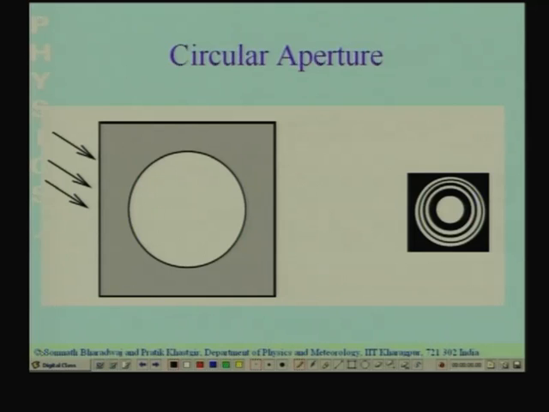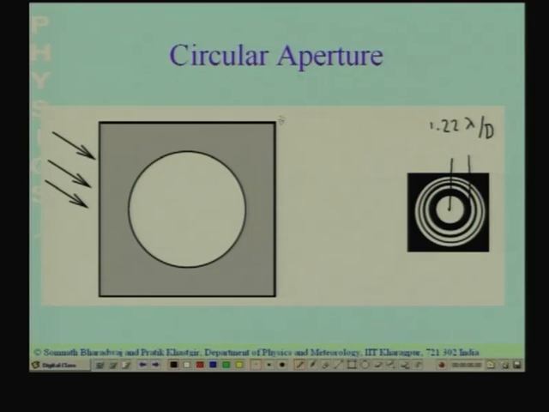So, I had told you that a star is going to produce a diffraction pattern. The radius of the central bright spot is going to be 1.22 lambda by d in radians, and then we are going to have a set of dark and bright rings around it. And the question which we were addressing is, how close can two stars be and still be distinguished?